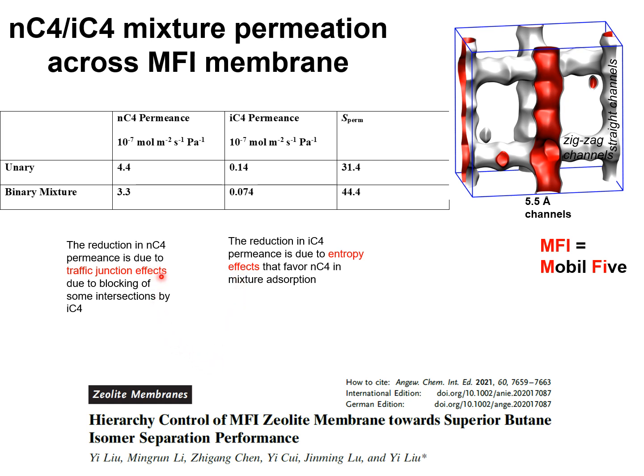I would also like to show that the reduction in the NC4 permeance from 4.4 to 3.3 in the mixture is due to traffic junction effects, due to blocking of some of the intersection sites due to preferential location of the isobutane at the intersection sites. So there are two separate effects: entropy effects for mixture adsorption and traffic junction effects for mixture diffusion.